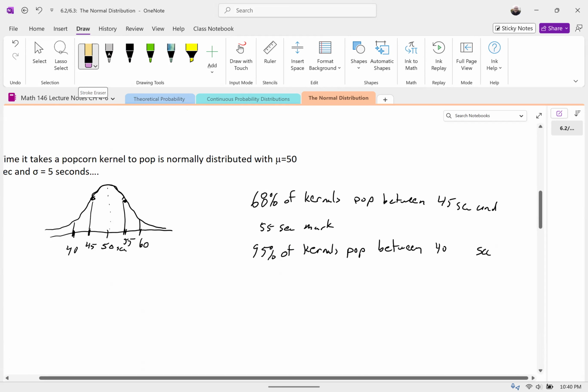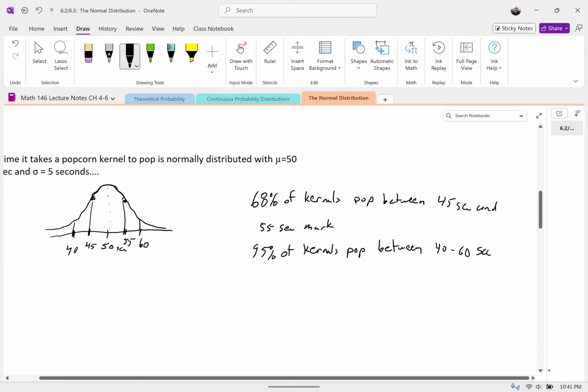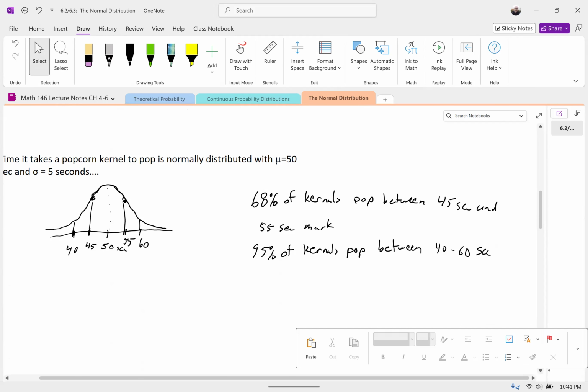If it was a uniform distribution, at any instant, any kernel could possibly pop at any time. But on this normal distribution, you're more likely to get pops right around that 50-second mark. If you go over the same amount on a uniform distribution, the percentage would stay the same in each one of these 5-second intervals, but it doesn't happen on the normal distribution. You're more likely to get something within those two intervals.